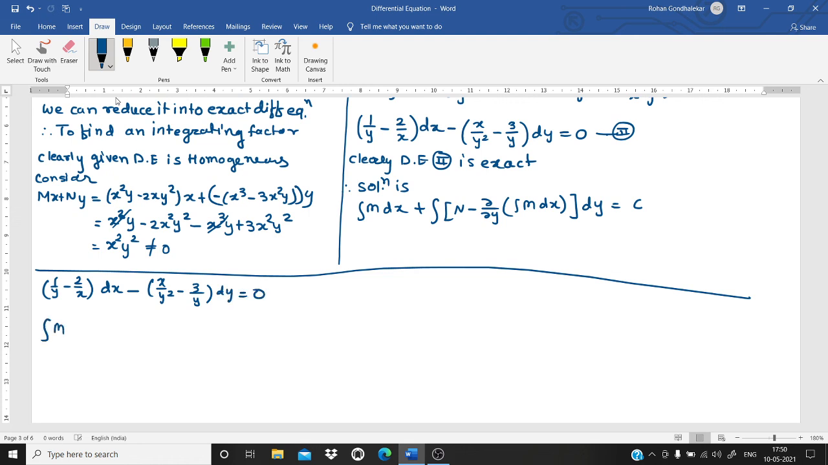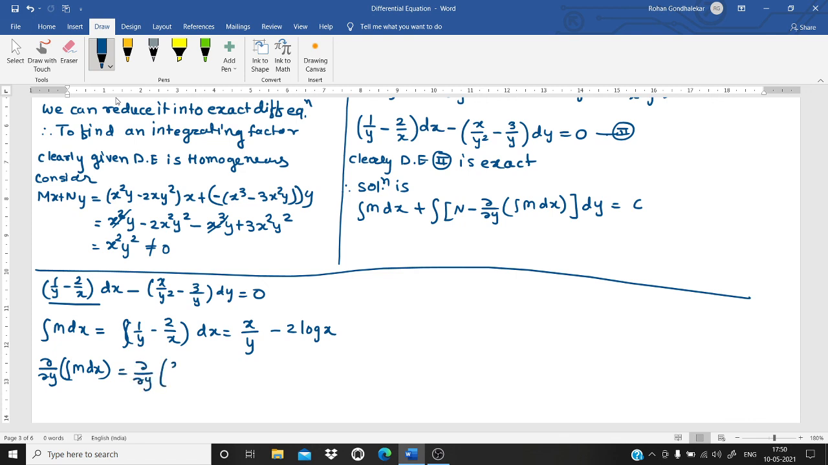So integral M dx. What is M now? The new value of M is this. So integral of 1 upon y minus 2 upon x dx. So what is the integration of 1 upon y with respect to x? x upon y, minus 2 into the integration of 1 upon x, which is log x. Okay. Now del by del y of integral M dx, I calculate this value separately like in yesterday's lecture.